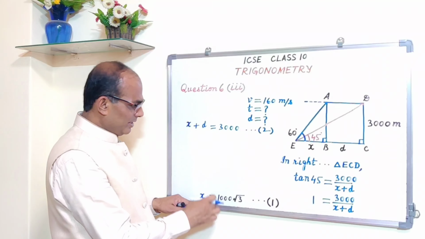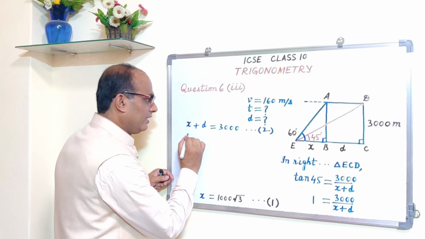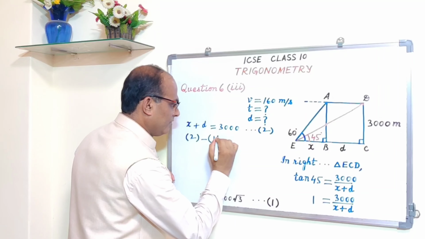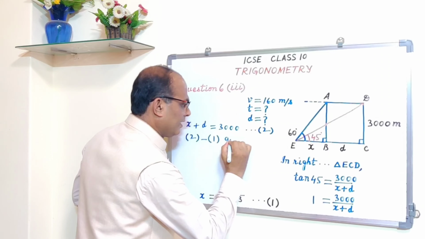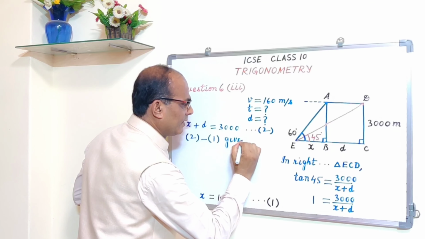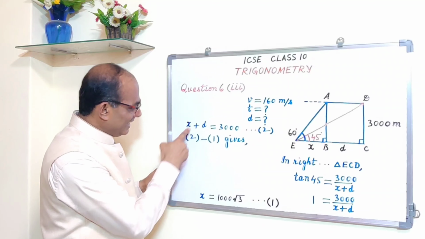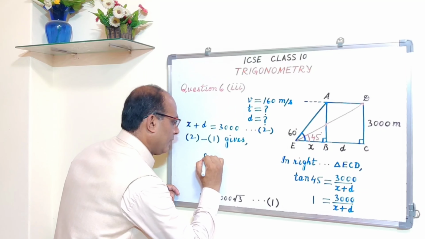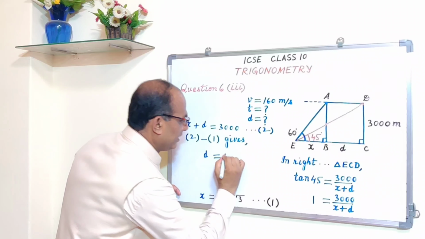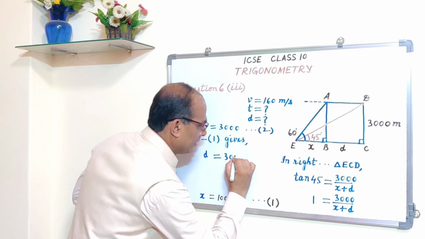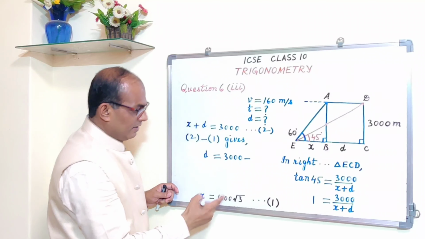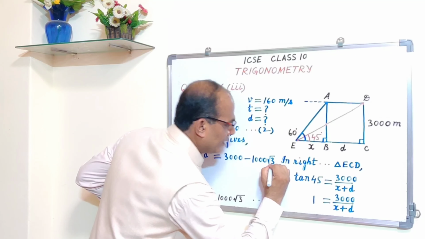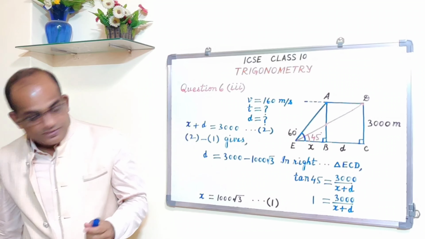This minus this. So when you subtract 2 minus 1, you can write down like this also: equation 2 minus equation 1 gives. This gives you how much? When you subtract, X and X cancel, and you get D is equal to this minus this. So D is equal to how much? 3000 minus 1000 root 3. Fine. I hope it's clear.